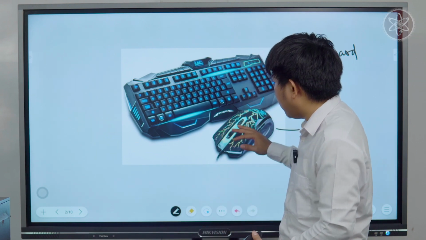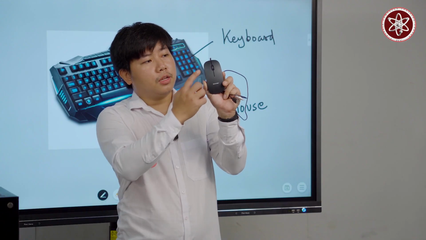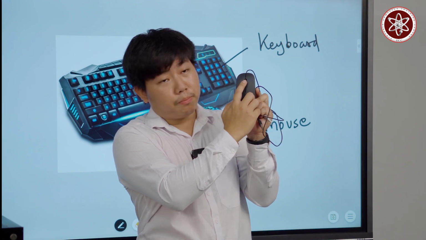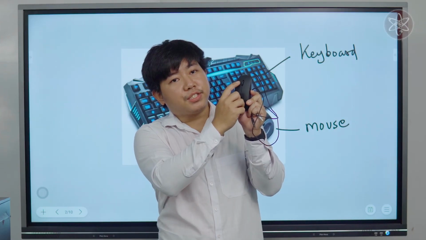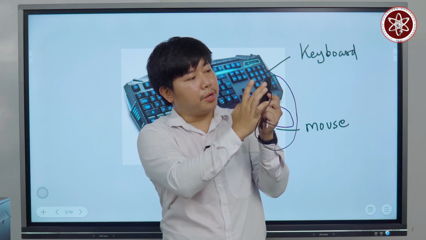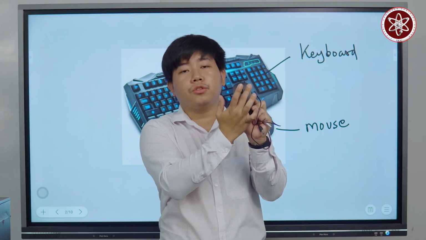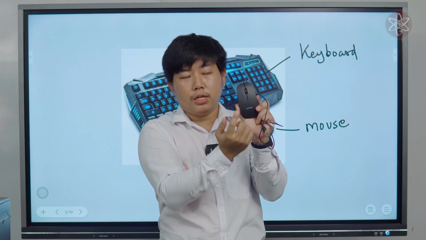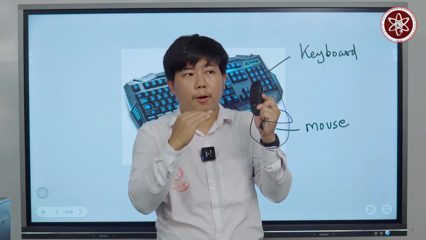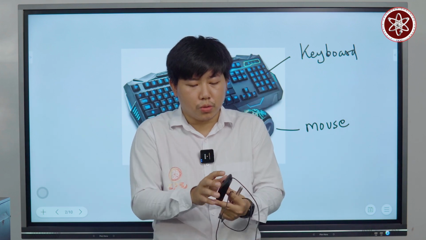And when you hold the mouse, there are three buttons: left side, right side, and the middle rolling button. The left side is the primary click. This is the secondary clicking button. You would rarely use the right side, so you have to use the left side. This is for clicking, confirming anything that you do.